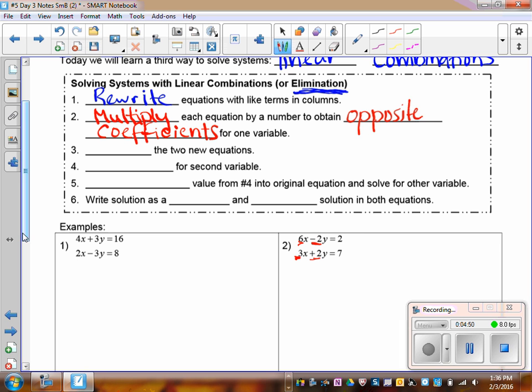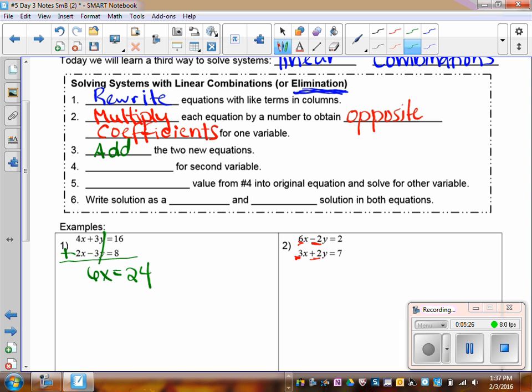Because after we've accomplished that, then we add the 2 new equations. Because watch what happens when we add these together. Since we have opposite coefficients, what's positive 3y minus 3y? 0. These cancel out, so that I end up having just 6x equals 24. So notice I now have only one variable to solve for. So we want opposite coefficients so that when we add them together, one of our terms cancels out.